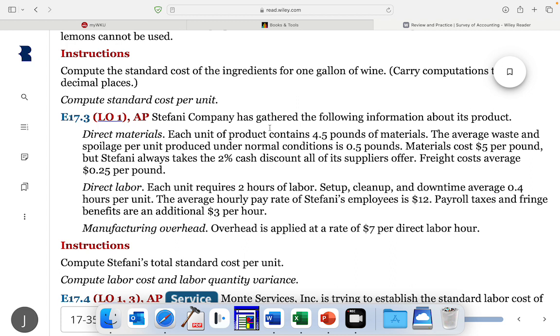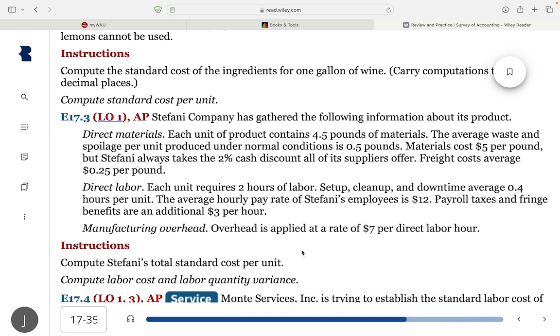In this video, I'm going to work exercise 17.3. It's on page 17-35 in your textbook. Down here in the instructions, they want us to compute Stefani's total standard cost per unit. And the standard cost would be the sum of direct materials, direct labor, and manufacturing overhead.